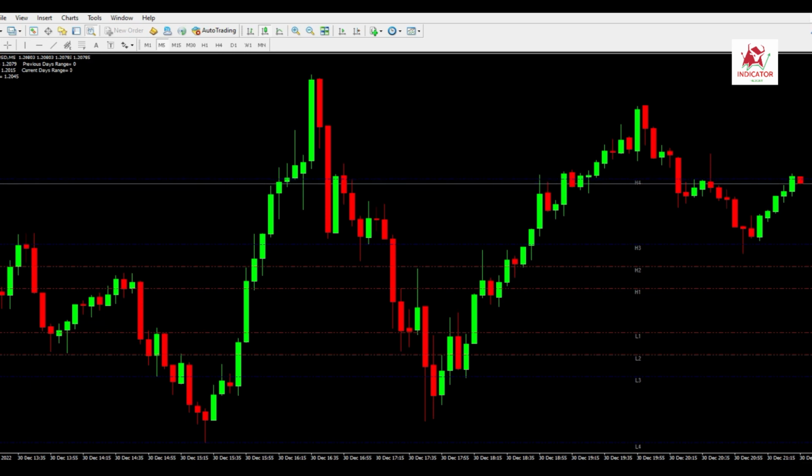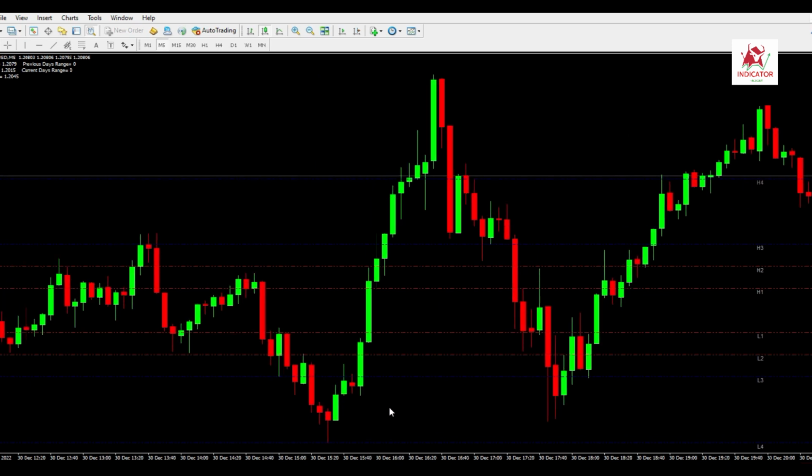L1 equals C minus (H-L)/12. L2 equals C minus (H-L)/6. L3 equals C minus (H-L)/4. L4 equals C minus (H-L)/2. H equals high yesterday. L equals low yesterday.